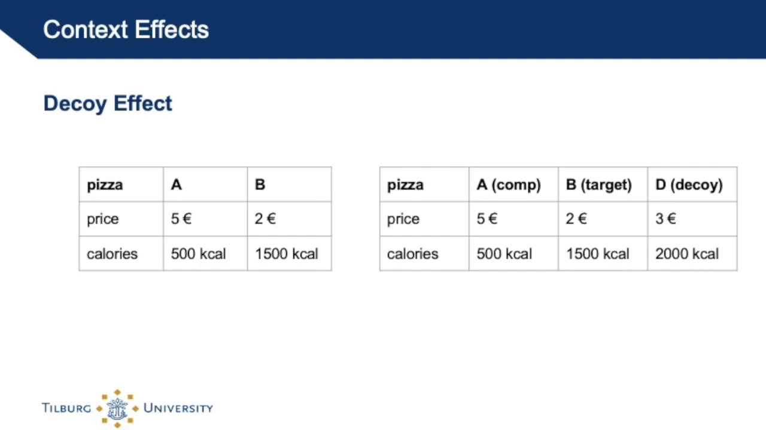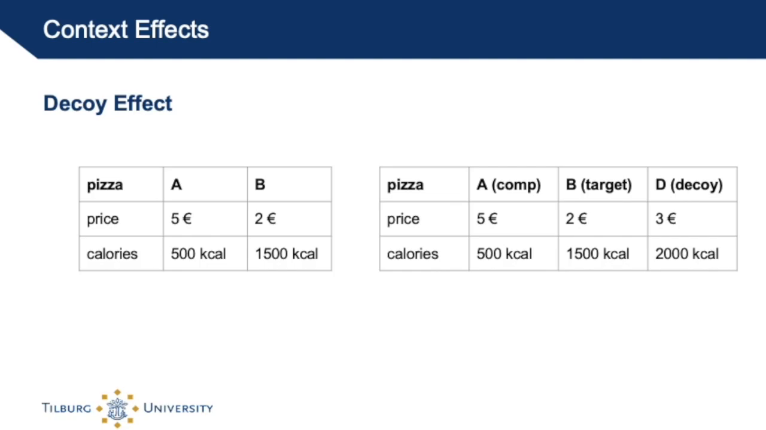We can also try to make our pizza B more attractive, and we could do that by adding a decoy that targets pizza B. So let's look at pizza D here. It's higher in price than pizza B, 3 euros instead of 2. And the decoy also has a higher calorie count, 2,000 calories compared to 1,500. So again, we've added a decoy that no one wants, because you can have fewer calories plus a lower price in B compared to D, right? So no one wants D in this case.